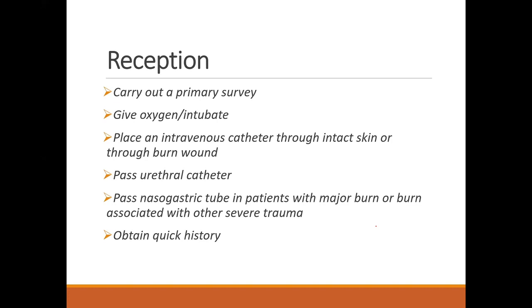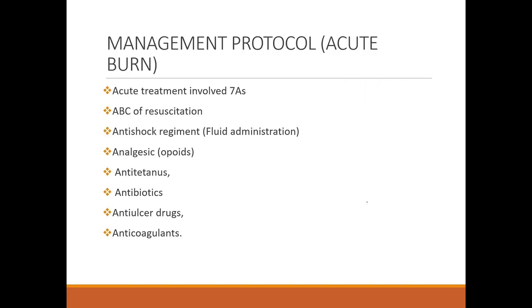At reception in the hospital, you carry out the primary survey, which we discussed, primary survey and resuscitation, the A, B, C, D, E of resuscitation. Give oxygen and intubate patients if indicated. Place an intravenous cannula through intact skin, preferably, or through burnt wound if there is no intact skin. Pass urethral catheter for major burns. Pass nasogastric tube in patient with major burns or burns associated with severe trauma. We talked about the ileus, acute gastric dilatation, and decreased gastric emptying. Obtain quick history: where, how, and when the burns occurred.